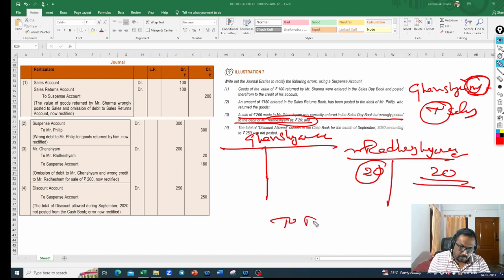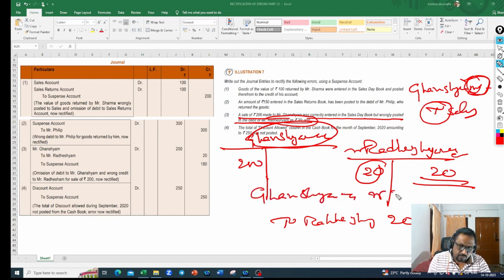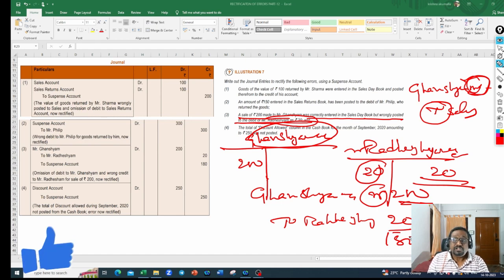So to Radheshyam, credit 20. Clear? Ghanashyam is not debited with 200. So I need to debit Ghanashyam. So Ghanashyam account debit 200. I need to debit. Now debit is showing 200 and credit is showing 20. My debit and credit is not matching. What is the difference? That 180 credit side shortage is there.